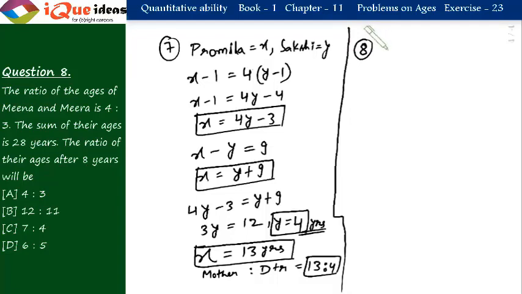Now the next question, question number 8. It says the ratio of the ages of Meena and Meera is 4:3. The sum of their ages is 28 years. The ratio of their ages after 8 years will be. So first let's find the present ages.